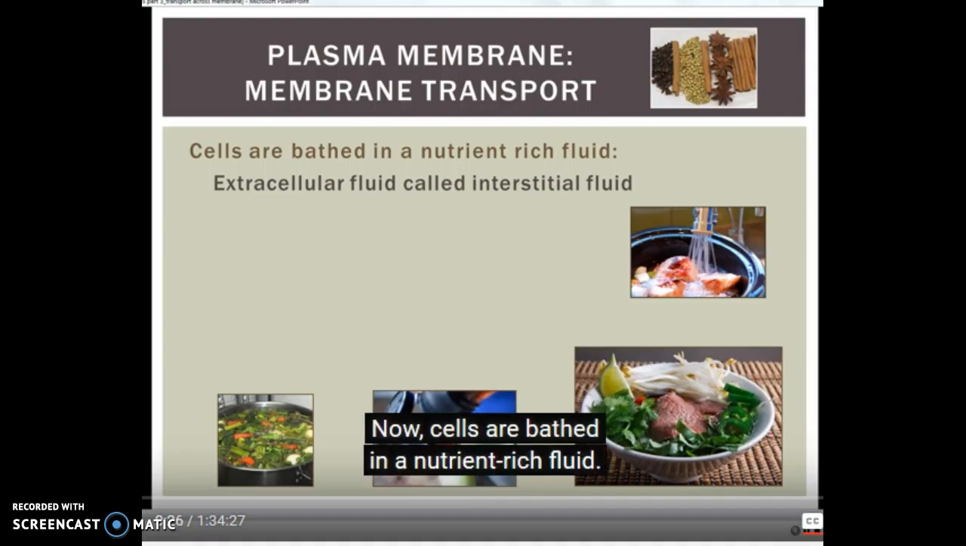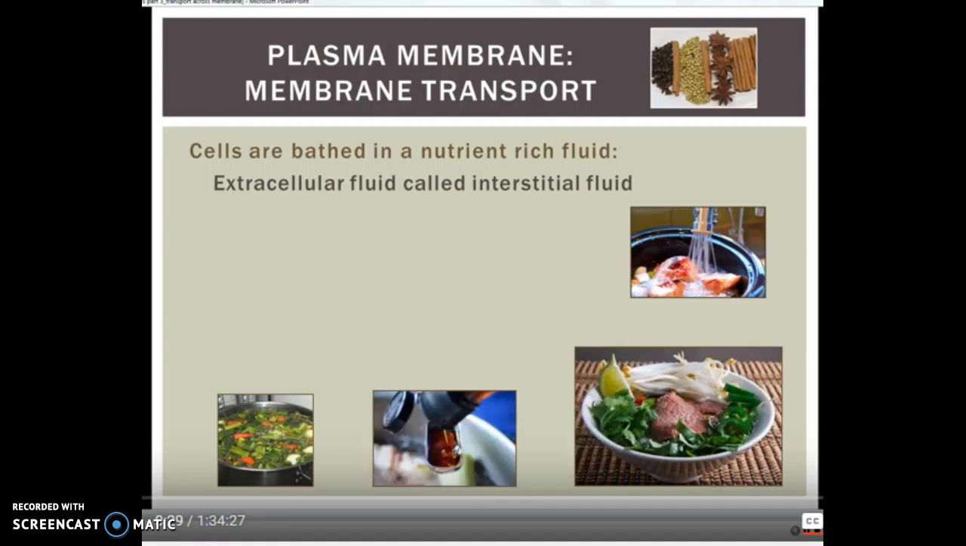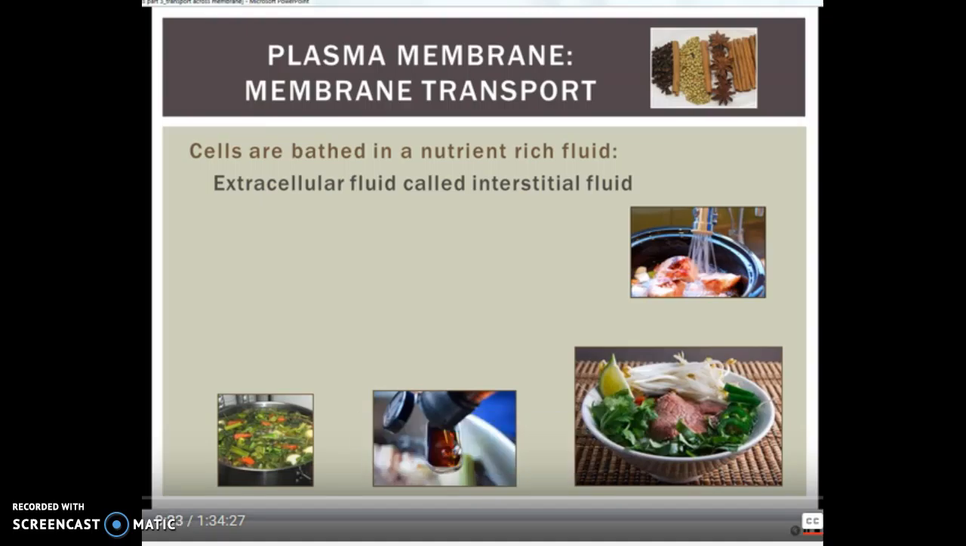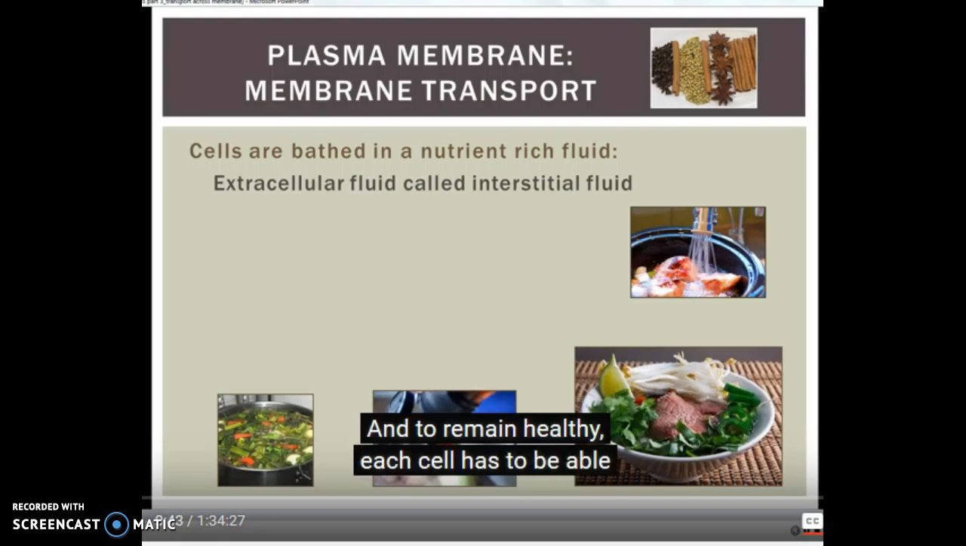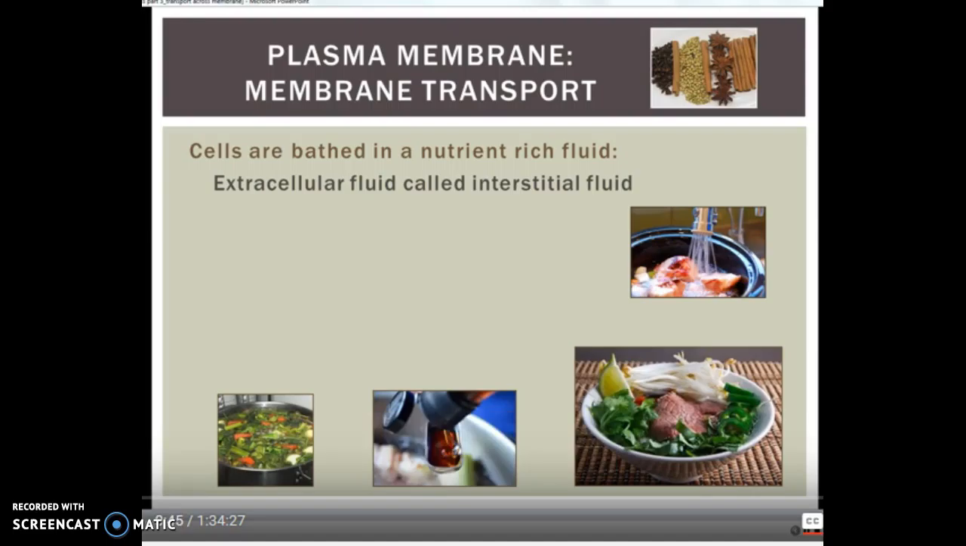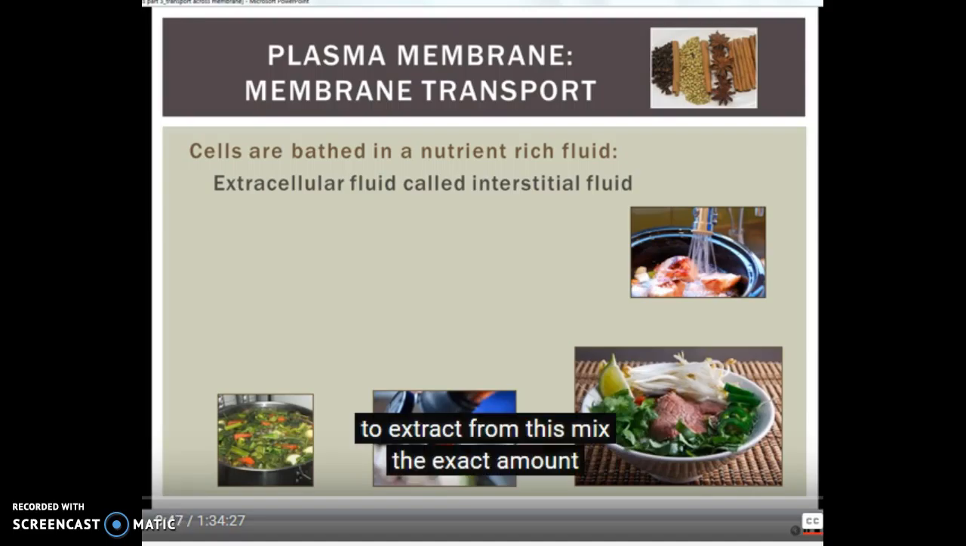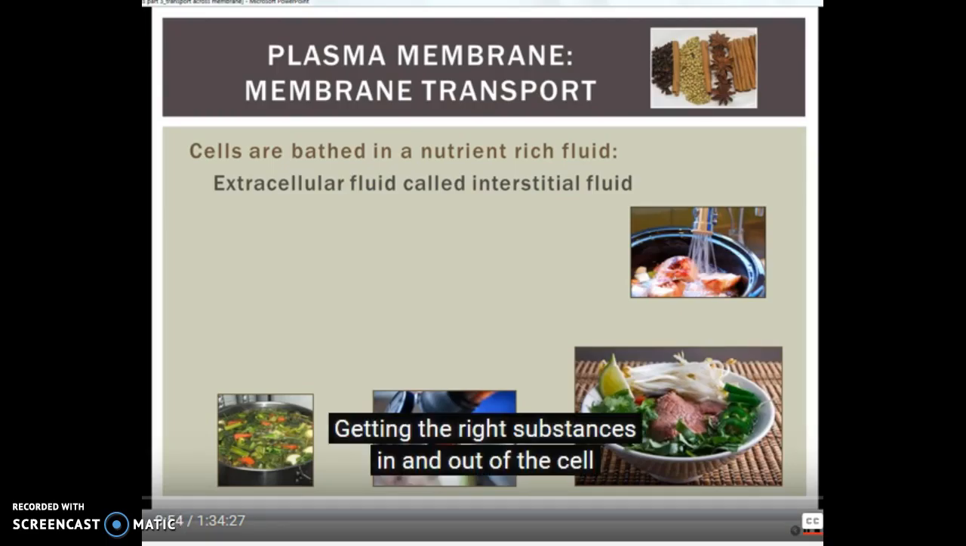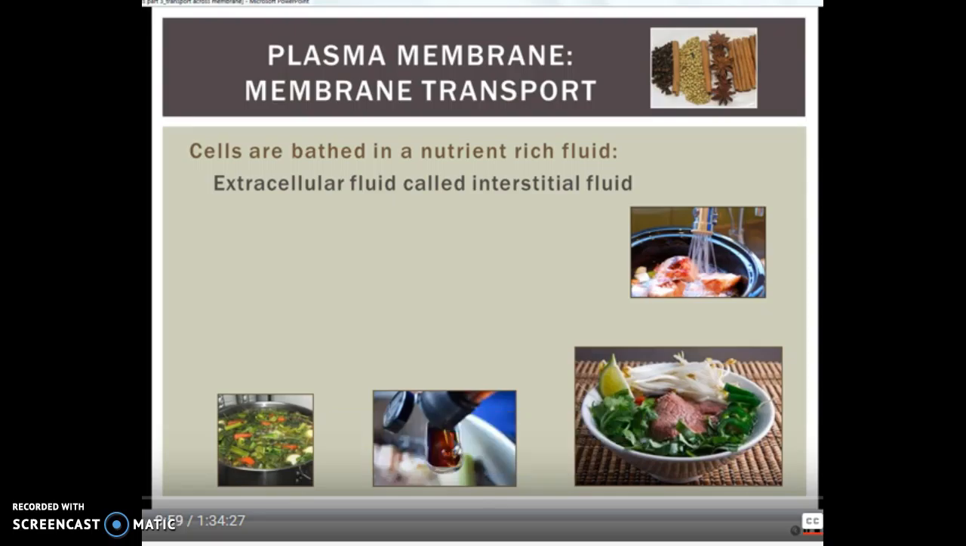Now, cells are bathed in a nutrient-rich fluid. This extracellular fluid, called interstitial fluid, has thousands of ingredients. It's like a nutritious soup, like a pho or a bone broth, and to remain healthy, each cell has to be able to extract from this mix the exact amount of substances it needs at specific times. Getting the right substances in and out of the cell at just the right times, in just the right quantity.